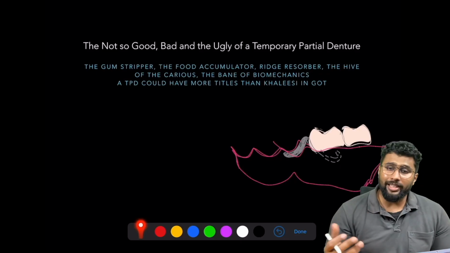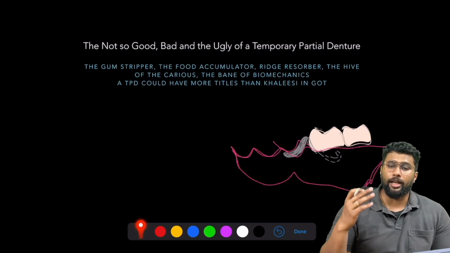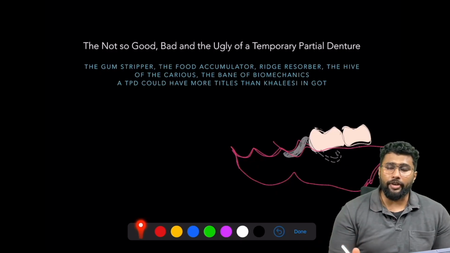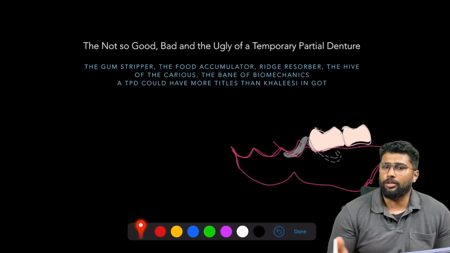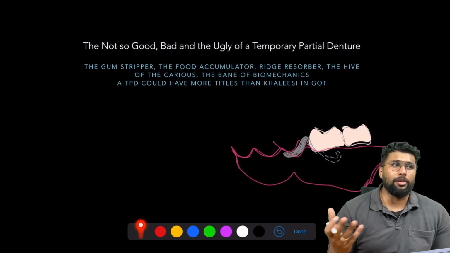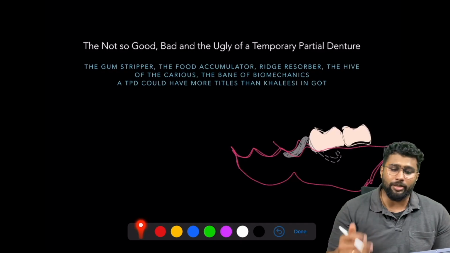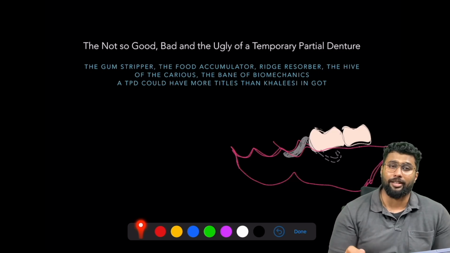Now, why is there such a problem with your temporary partial denture? Why can't you use it as a permanent prosthesis? I told you that the cast partial denture is the one that is considered a definitive form of treatment. So, what is the problem with an acrylic partial that we are so used to giving? If you were to look at the list of problems caused by a partial denture and then give them titles, it would probably have more titles than a Game of Thrones character.